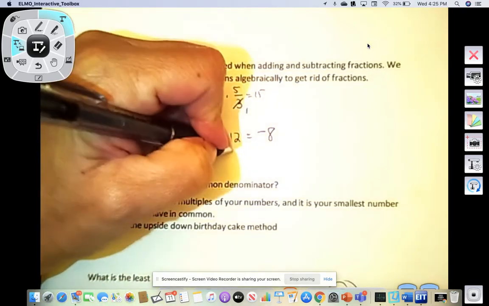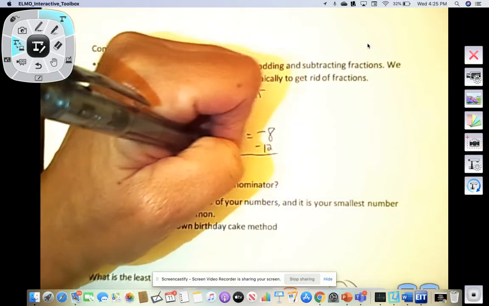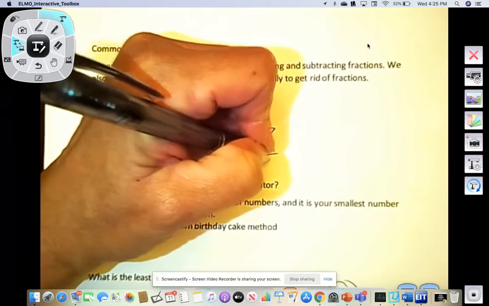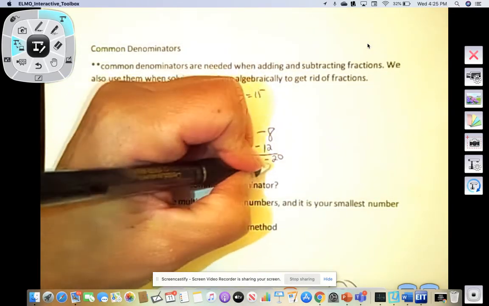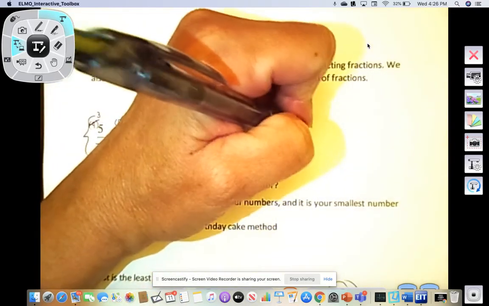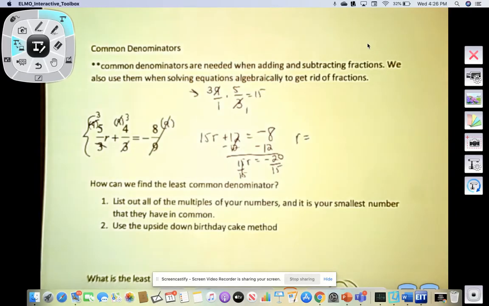So I'm going to subtract 12 on each side, and that gives me 15r equals negative 20, because I have two negatives, so I add them and my answer is negative. And I divide by 15 on each side, and I'm left with r equals negative 20/15, which is a fraction that I'm not going to divide. If I divided, it would turn into a decimal, but I am going to simplify it.